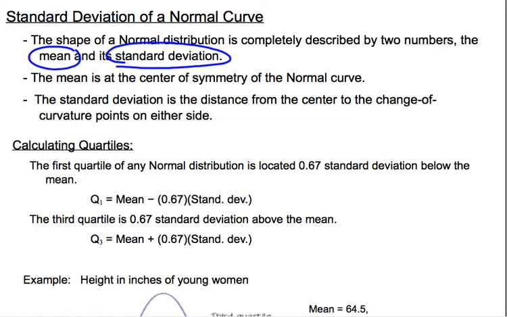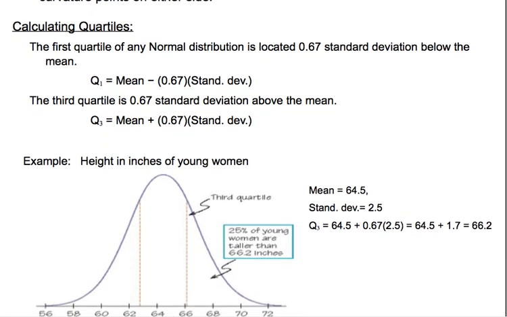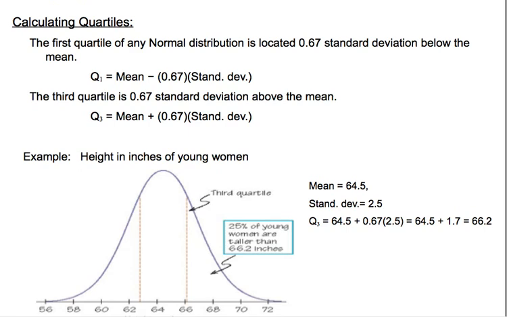The mean is at the center of the symmetry of the normal curve. The standard deviation is the distance from the center to the change of the curvature. So I'm not going to go through really how to find these values. If you'd like to read that and pause, you can.